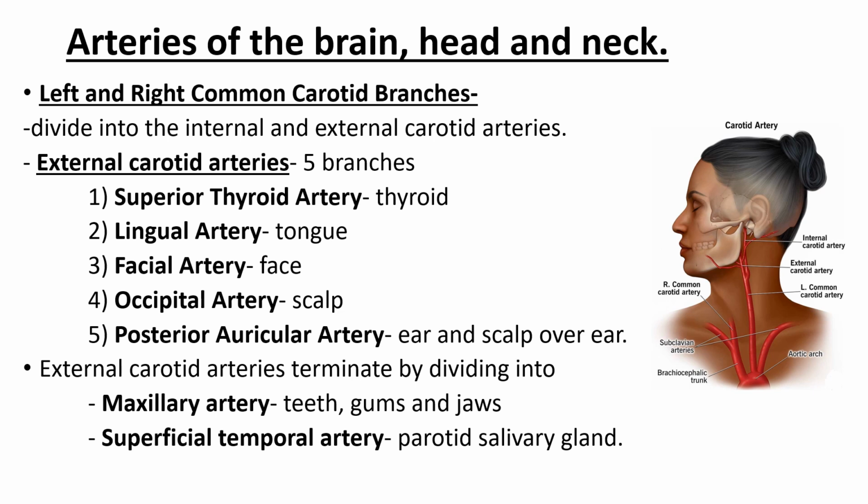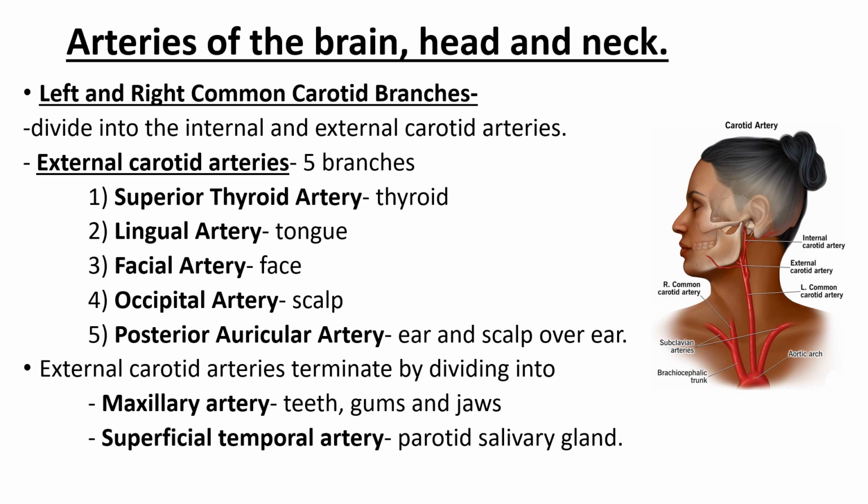All right, arteries of the brain, head, and neck. So my left and right common carotid arteries are going to split into my internal and my external arteries. So my internal artery is going to disappear up into my head, up into my brain area, and help supply parts of it. My external carotid is going to stay outside of the brain and kind of supply all of the superficial structures of my face and the surrounding area.